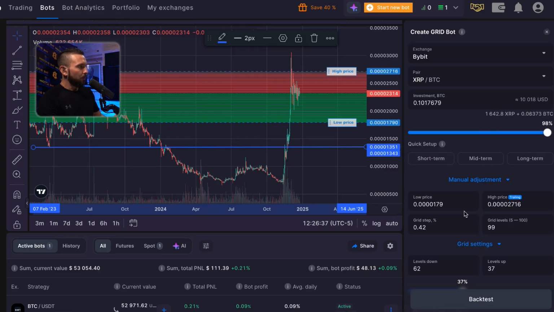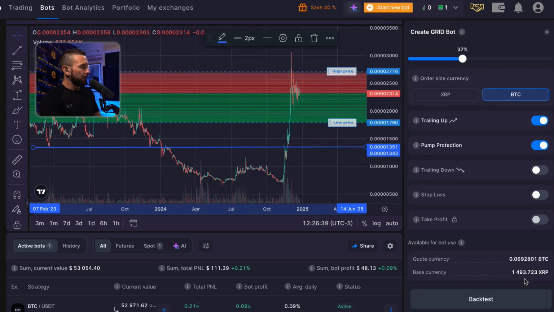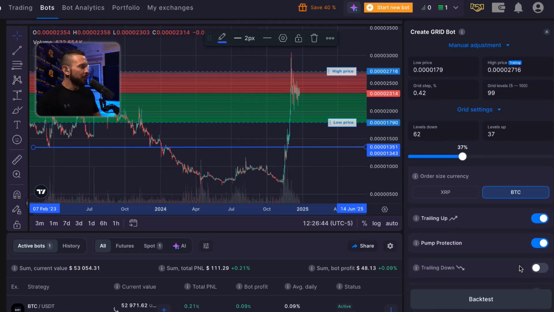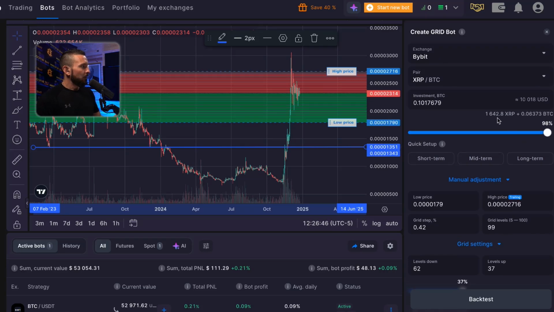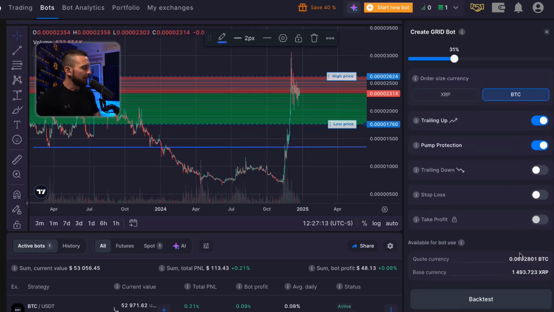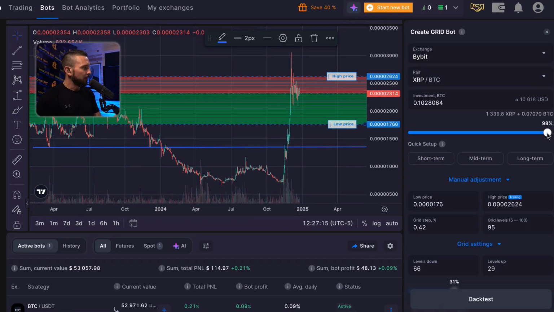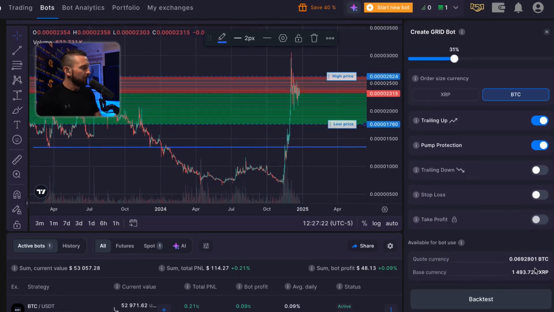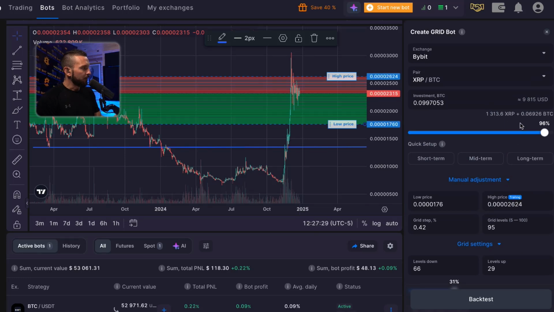So if we come back over to our account here, base currency, I have 1,493. I need 1,600. What the hell is going on here? And now this bot's going to have a total value of $10,000, but I need 0.7 BTC, and I only have 0.69. So we need to bring this down just a bit, to 96%. It'll be $9,851. And I have enough BTC, 0.692, 1,493 XRP. I need 1,300.